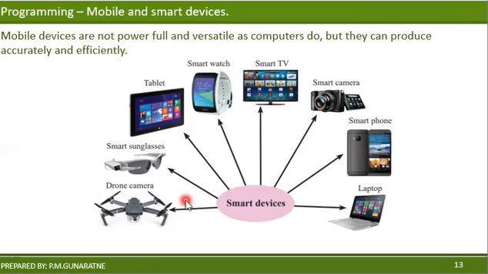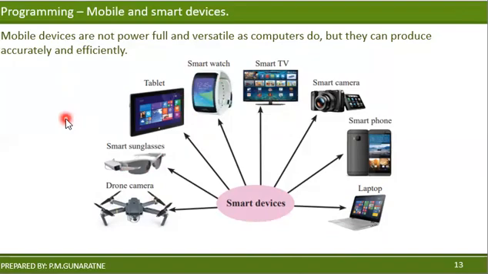However, it can produce a certain output accurately and efficiently as a computer does, right? Okay. So these are some smart devices. You can see a drone camera, we can say the quadcopter as well, and smart sunglasses, tablets, smart watches, smart TV, smart camera, smartphones, laptops, etc. Those are the smart devices. And they are portable as well. Portable in the sense they are mobile devices. You can carry it from one place to another, right?